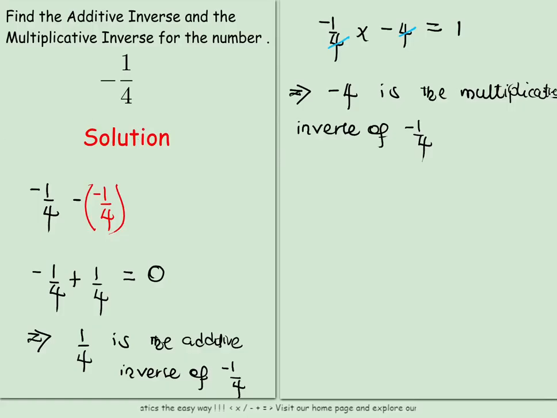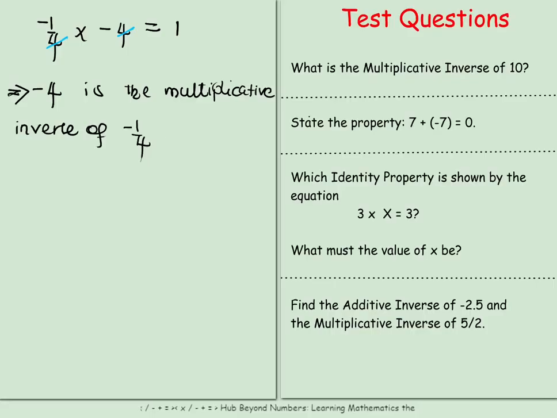As simple as that. In view of that, we will end here, and then as usual, I'll leave you with some exercises just for you to try to test your understanding. So these are just 4 questions we have here. The first one, what is the multiplicative inverse of 10? The second, you have to state the property that you see there. And then which identity property is shown by the equation 3 times x equals 3? Then what must be the value of x? And the last one, you have to find the additive inverse of -2.5 and the multiplicative inverse of 5/2.